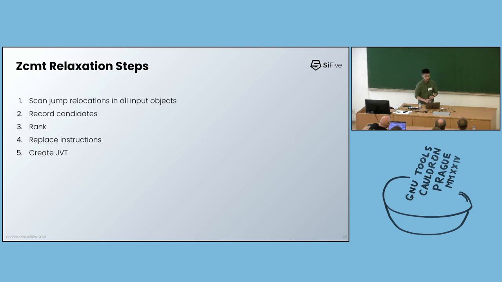Okay. The relaxation steps are, first we scan through all the relocations from all the input objects, then we record the candidates of all the possible jump targets and rank them. And if, after computing, we find out that we can benefit from Zcmt, then we can replace the instructions and create the table.